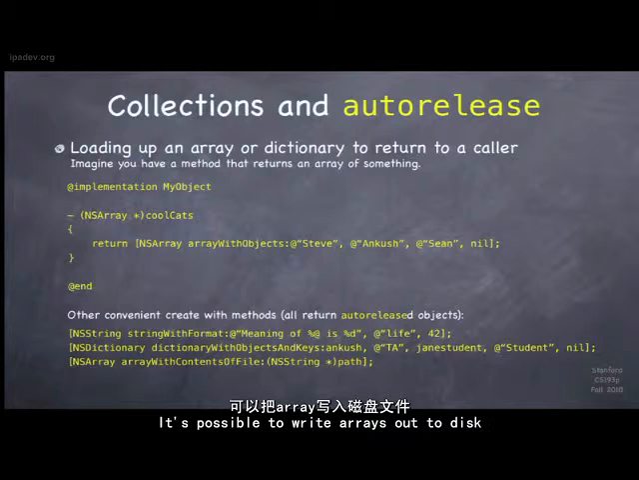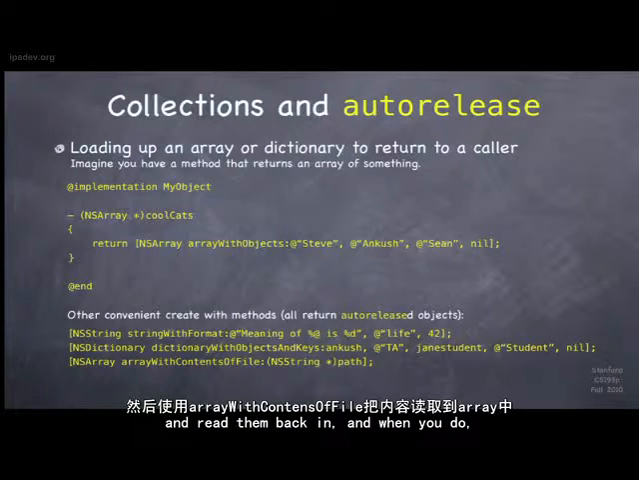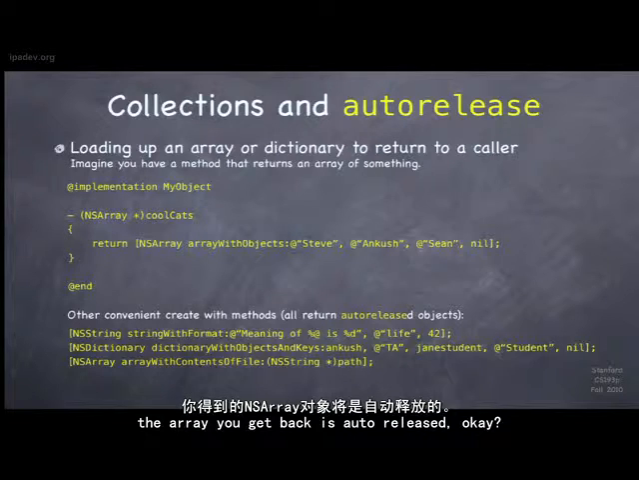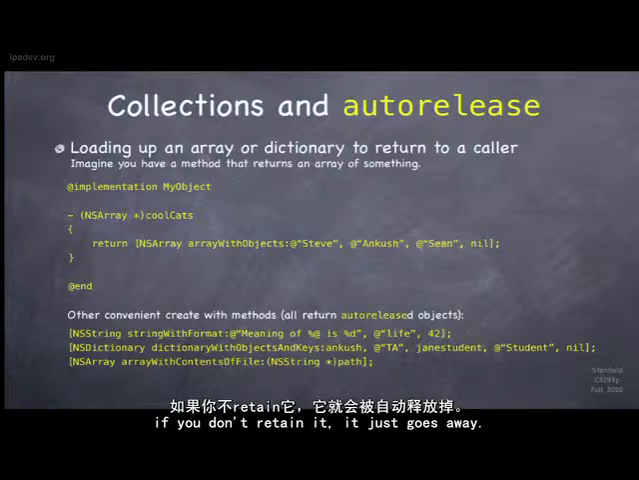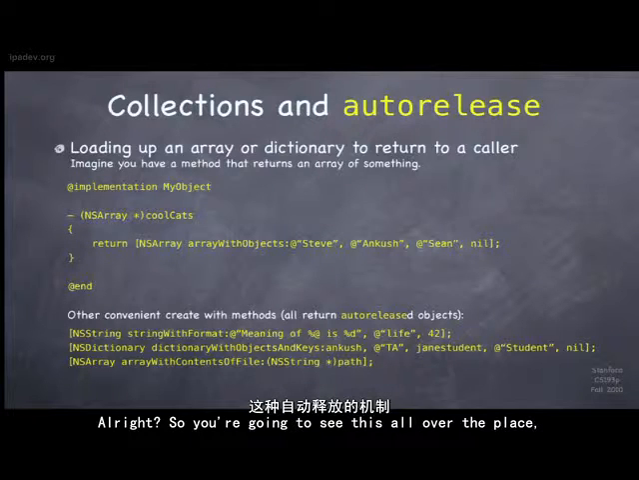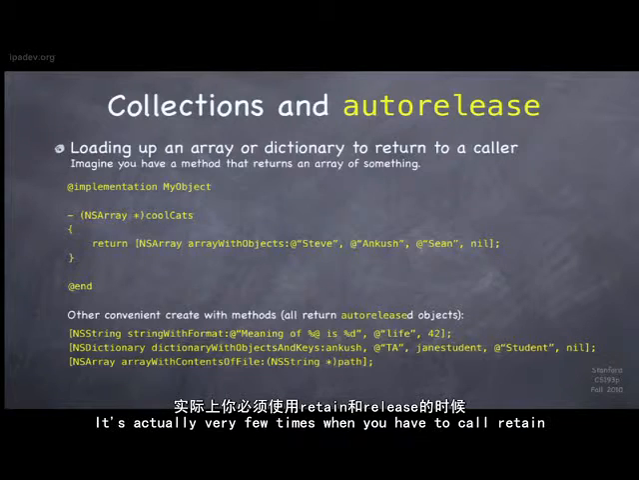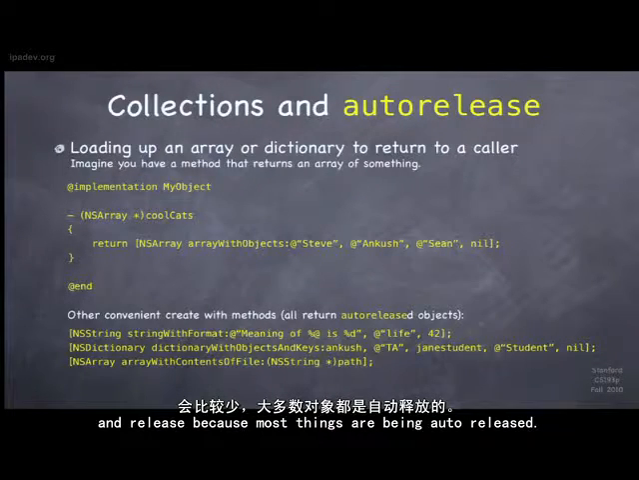Okay, it's possible to write arrays out to disk and read them back in. And when you do, the array you get back is autoreleased. If you want to keep it, you retain it. If you don't retain it, it just goes away. All right? So you're going to see this autorelease mechanism all over the place. It's actually very few times when you have to call retain and release, because most things are being autoreleased.